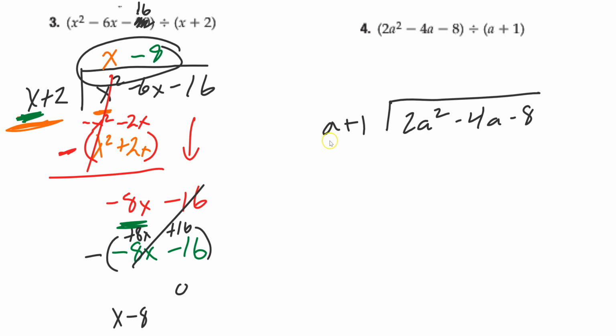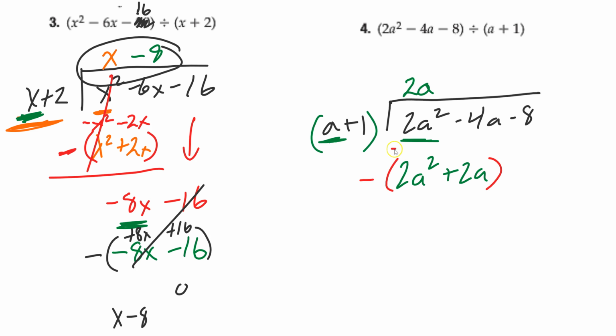Let's do the work, right? So all we care about is the first two. We multiply a by what to get 2a squared? That would be 2a, right? I need an a and I need a 2 and an a. Now we're going to multiply this 2a by both of them. So 2a times a is 2a squared. And 2a times 1 is positive 2a. Then we're going to subtract.